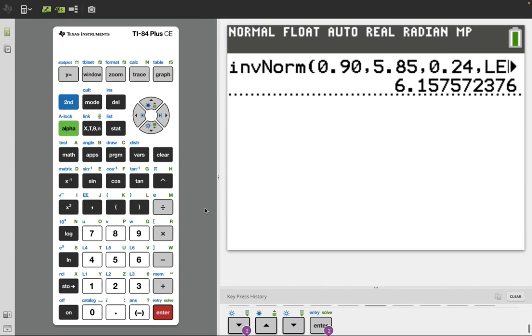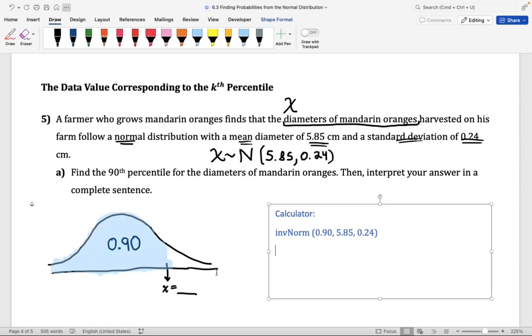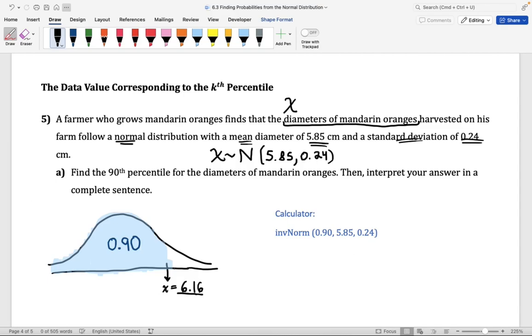This is the X value we're trying to find. I'm going to go ahead and round to 2 decimal places. 6.16 is the diameter of the orange that marks the 90th percentile. That means that 90% of the oranges have a diameter less than 6.16. Again, going back to our notes, we approximate the X value to be 6.16. We know that the area below this X value is 0.9. Again, we know that 90% of the data values are below 6.16.